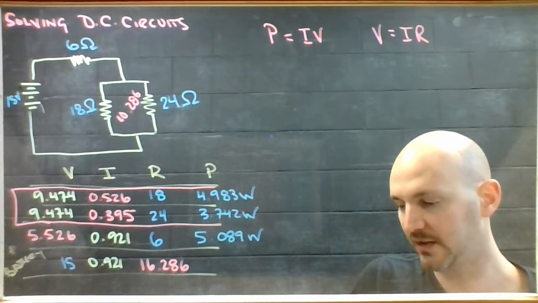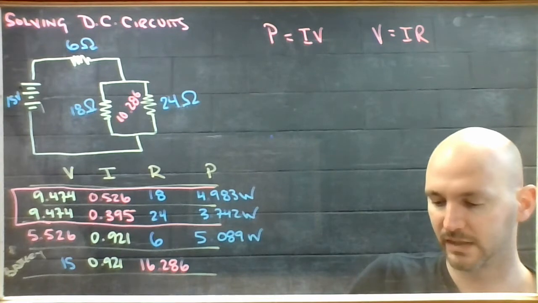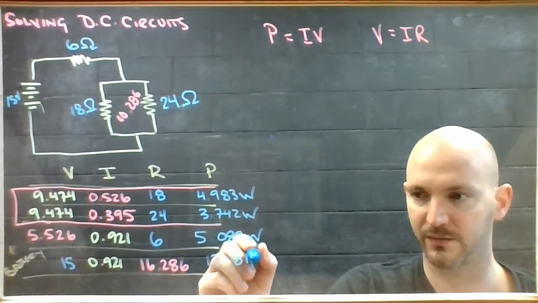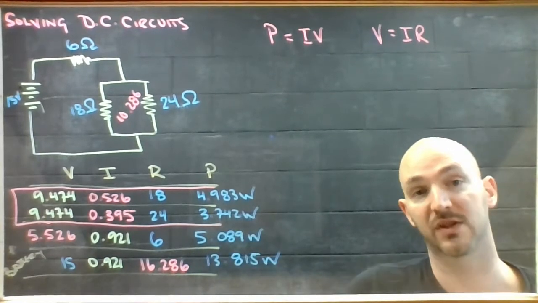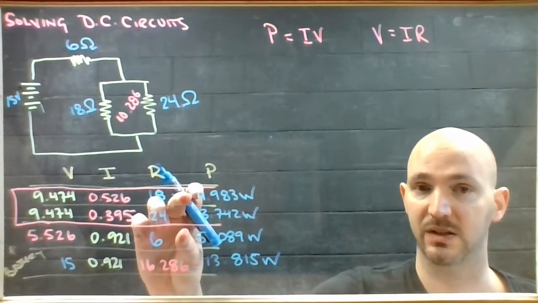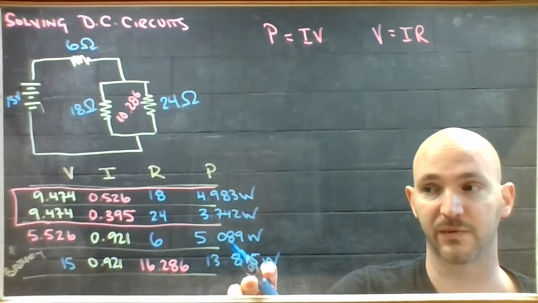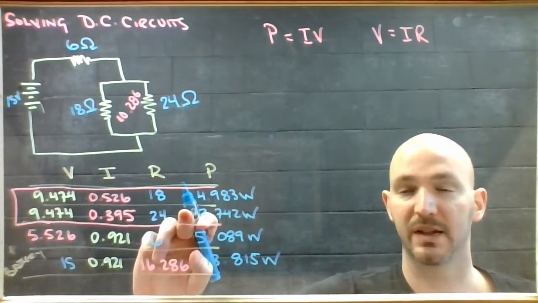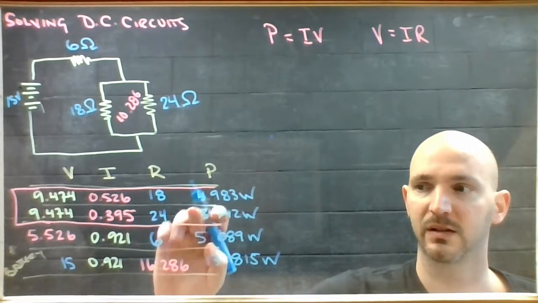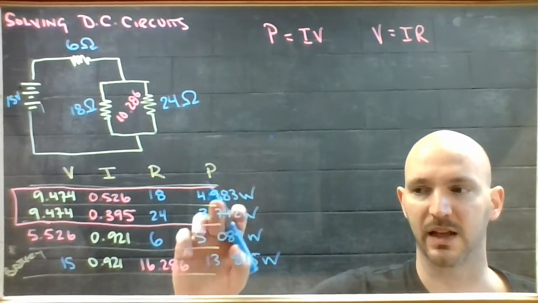And my 15 volt battery pumping out 0.921 amps of current is operating at 13.815 watts. And again, just as a final fact check, whatever wattage is produced must be consumed. So these three numbers added together better give me 13.815. So 4 and 3 is 7, 7 and 5 is 12. 12 is almost this. 0.9 and 0.7 would be 1.6 plus a little bit. I bet that does add up.